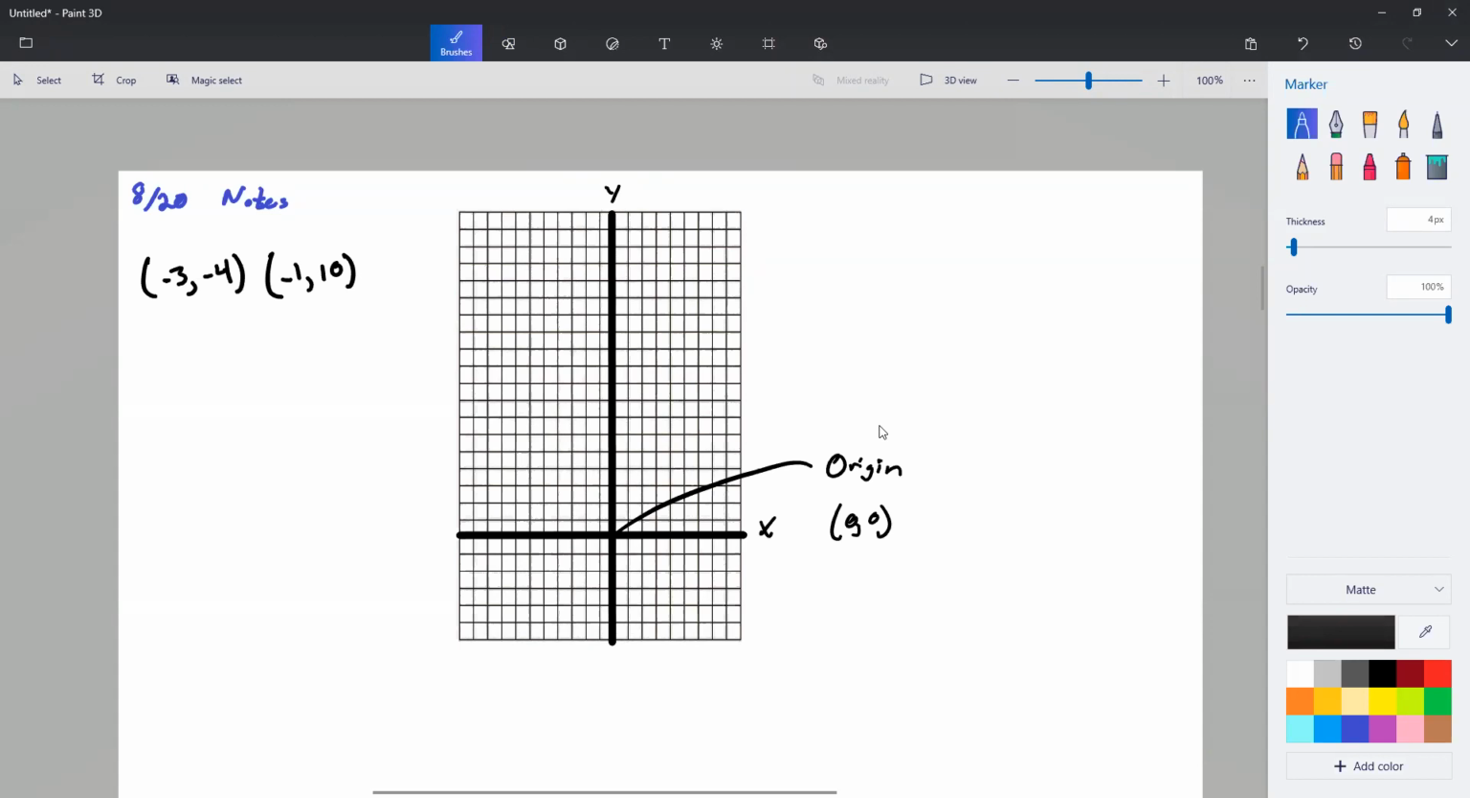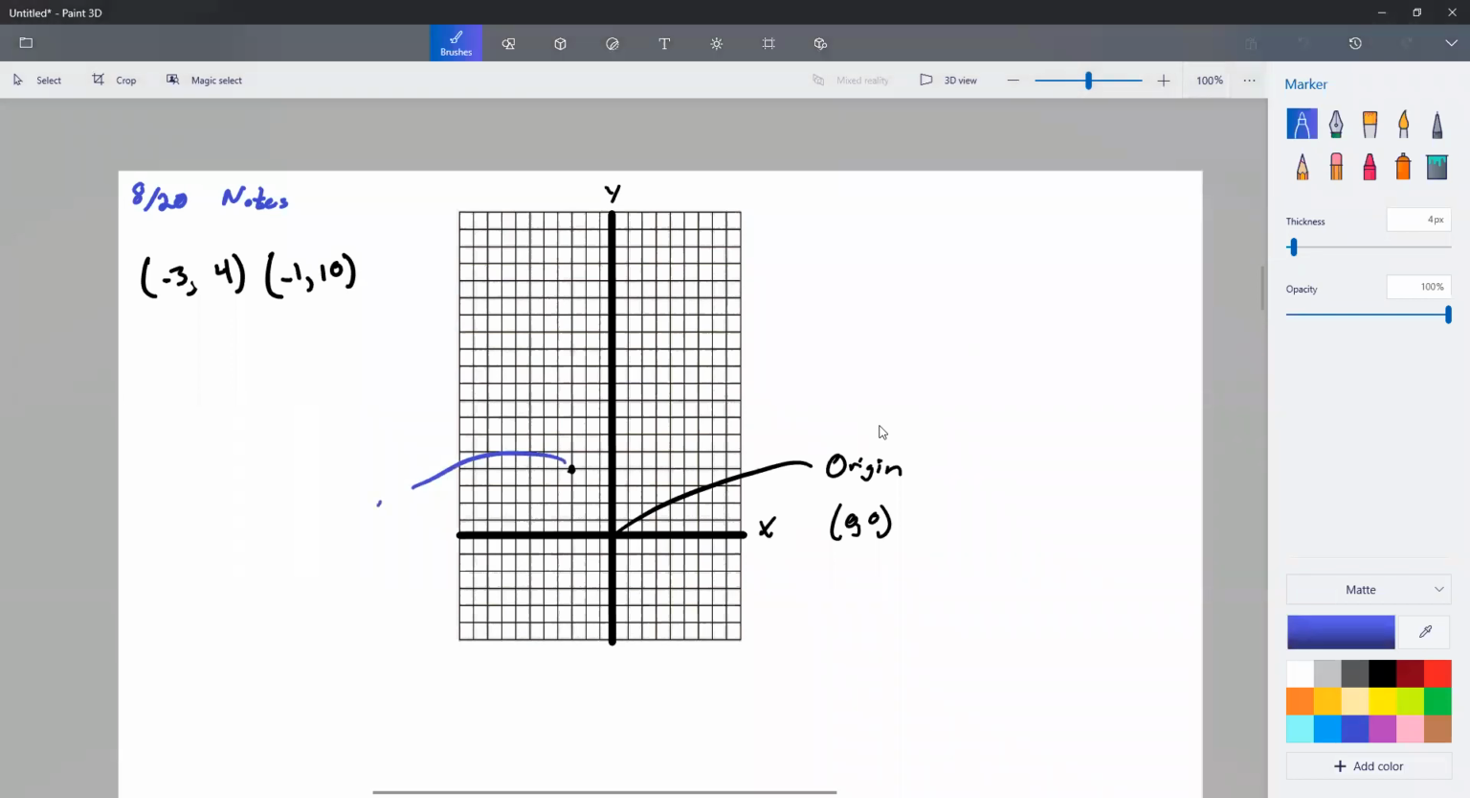Okay, so if we want to plot the point -3, 4, we're gonna go back 1, 2, 3. We're gonna go down 4. Actually no, that's a +4. That is a +4. That's what the question asks. So for -3, 4 we're going to go back 1, 2, 3, and we're going to go up 1, 2, 3, 4. Okay, we got our point. Let's call it A, just so we can tell them apart.